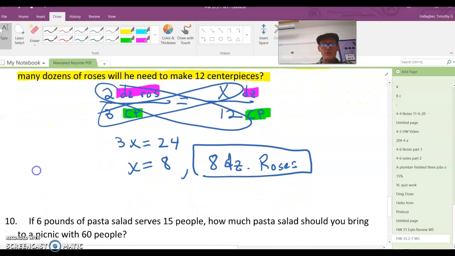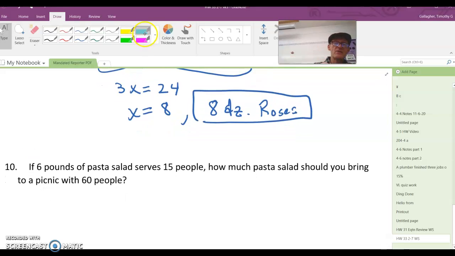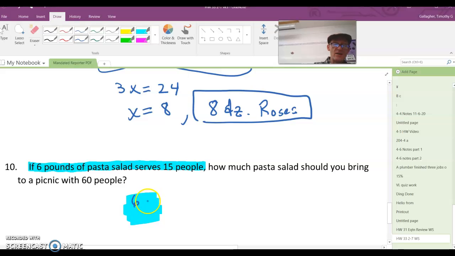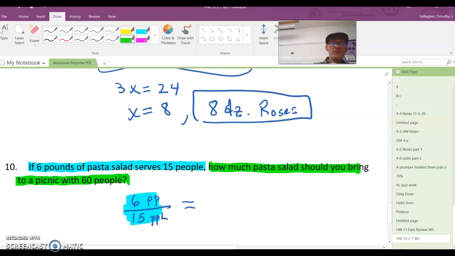All right, last problem on the worksheet says if 6 pounds of pasta salad serves 15 people. Now right there, that's a ratio. It's a fraction. And I can write it as 6 pounds pasta over 15 people. All right, so this is equal to, now let's see what we have. How much pasta salad should you bring to a picnic with 60 people? So that proportion would be here.